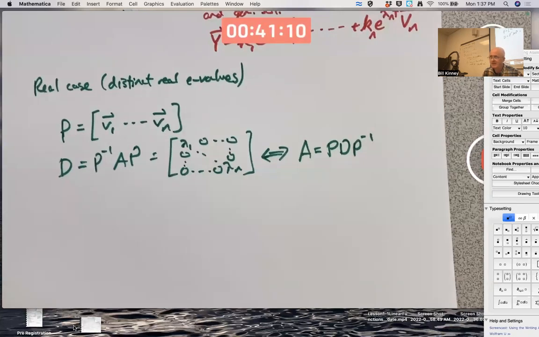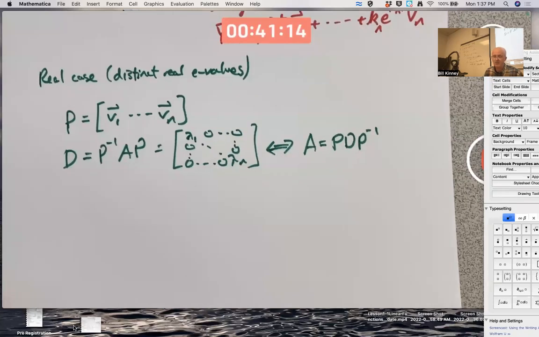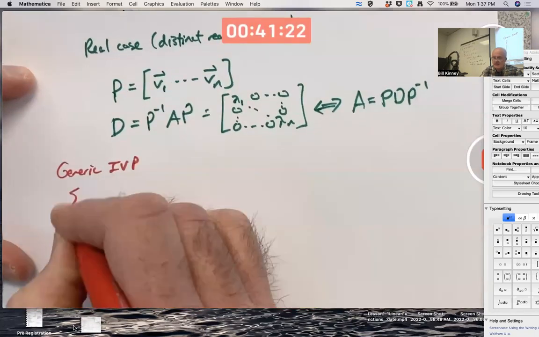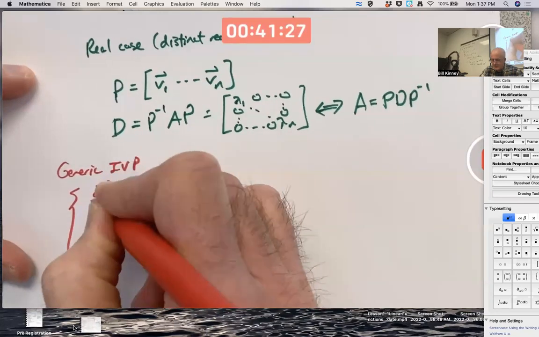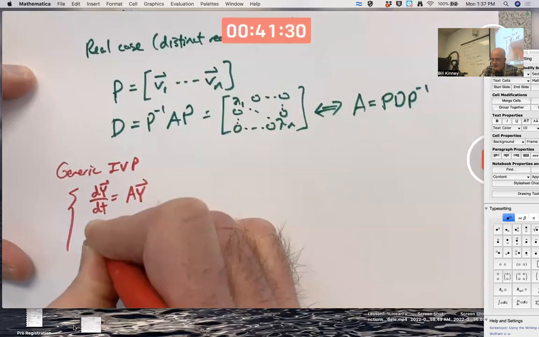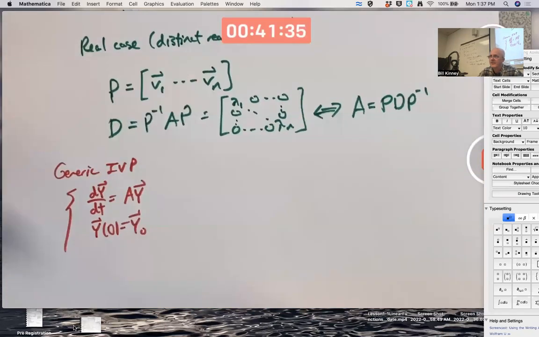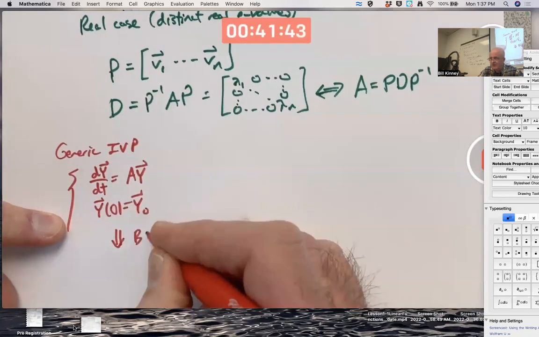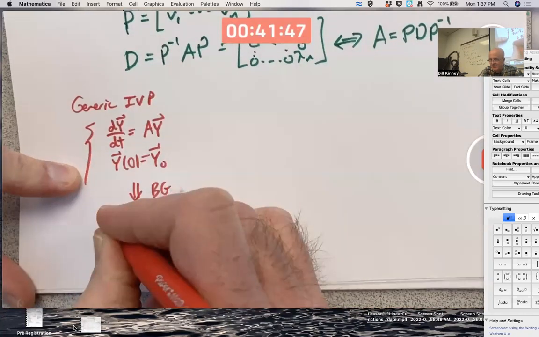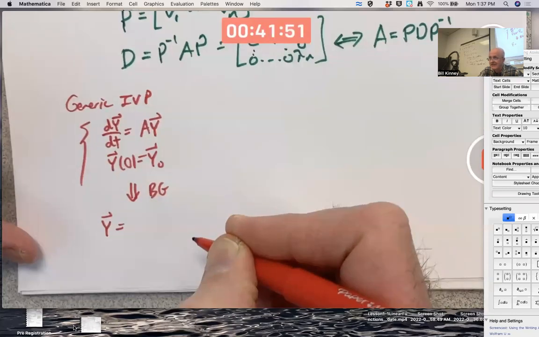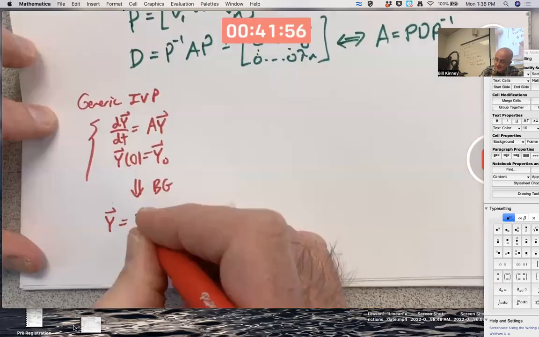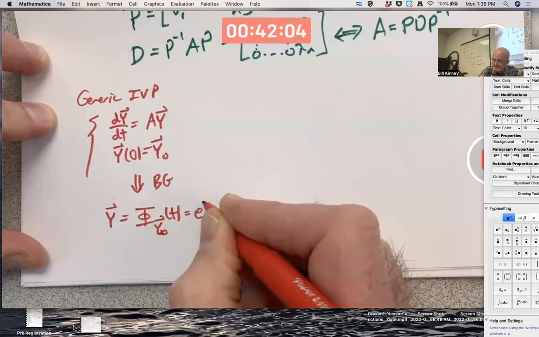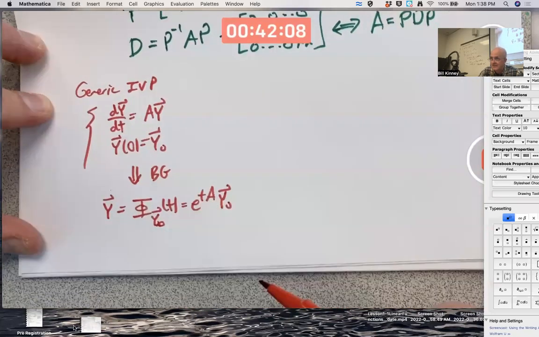To finish, what's the relationship between this stuff and the matrix exponential and solutions of generic initial value problems? Here's your generic IVP for the original system with the original matrix, dy/dt equals Ay, y of 0 equals y sub 0, arbitrary but fixed initial condition. What I call the beautiful generalization is that the unique solution of this generic initial value problem is the matrix exponential e to the tA times y0. Give that function a name, call it, say, capital phi sub y0 of t. That's what's guaranteed by the beautiful generalization.